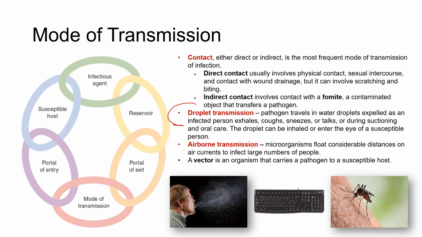Then we have a vector. A vector is an organism that carries the pathogen and then can transfer it to a susceptible host, like a human. An example of that would be a mosquito.